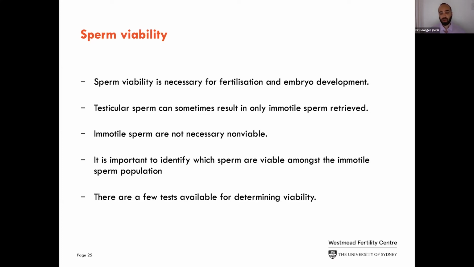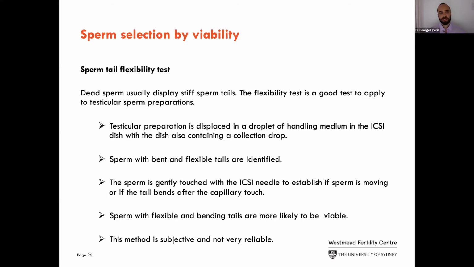There are a few ways to undertake this test for viability. One method is the sperm tail flexibility test, based on the fact that dead sperm have stiff tails. This test is a good way to apply to testicular sperm preparations. We have a testicular preparation in a droplet of handling media in the ICSI dish, and the sperm which can bend and have flexible tails are identified by touching the ICSI needle to establish whether the sperm is moving or if the tail can bend. Those sperm can then be used for ICSI.